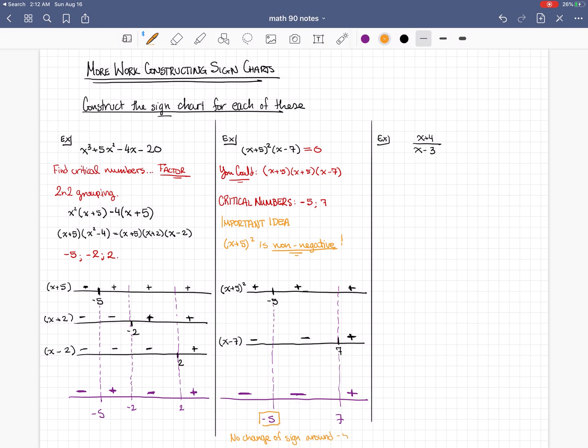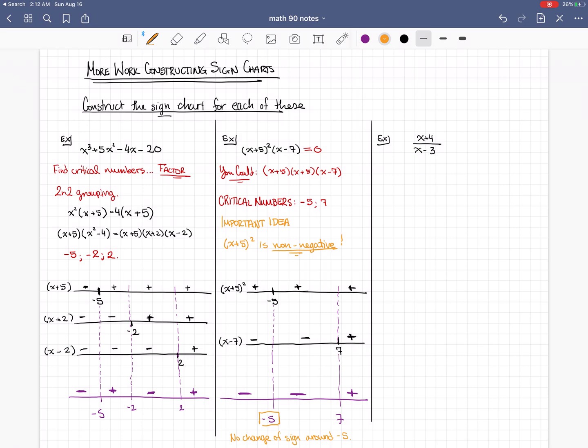If you compare to the previous example we did, none of our factors were non-negative. X plus 5, x plus 2, x minus 2. None of those were squares. And when we looked at the final sign chart, the sign goes flip, flop, flip, flop. It changes every time we pass through a critical number. But that doesn't happen here when we have a critical number that comes from a non-negative factor. So that's very curious, it's very important, and we'll say more about it later.